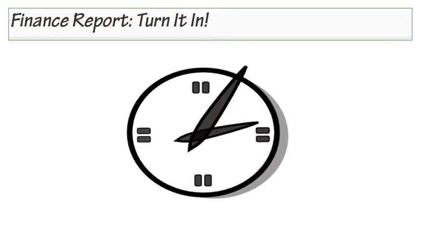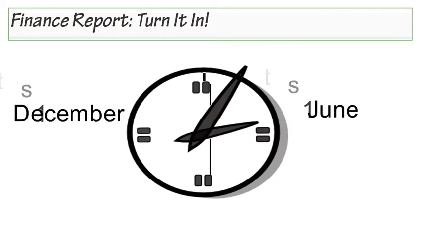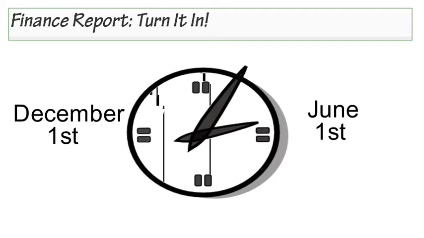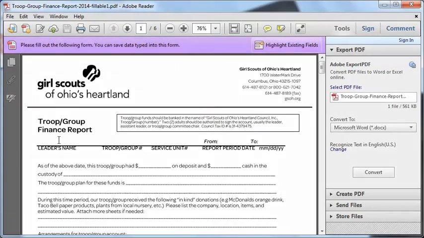It's vital that the report is filled out and turned in twice a year, on December 1st and June 1st. For date reminders, check the VIRG in the Quick Start chapter in the Managing Your Finances section. Let's practice filling out the report with some sample information.